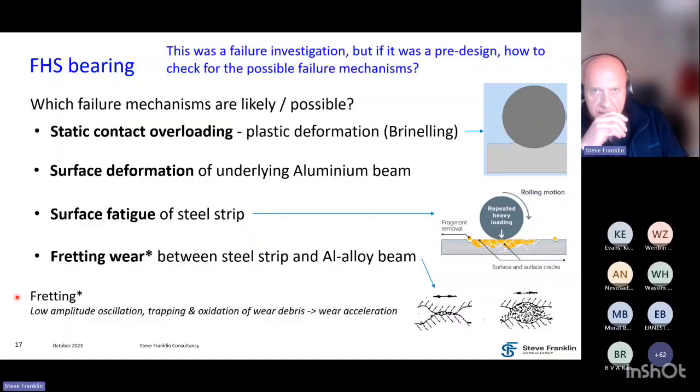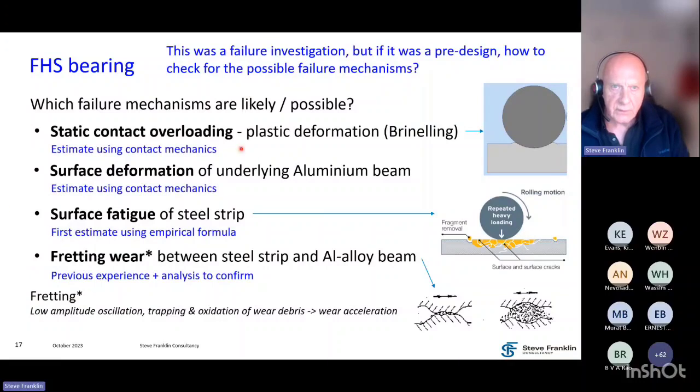So as I said, this was a failure investigation, but if it was a pre-design, how could we have checked for the possible failure mechanisms? Well, the static contact overloading can be estimated using Hertz contact mechanics calculations, relatively simple. But you'll find on the internet lots of programs where you can do this. I'm sure TriboNet has that also somewhere in their list of tools. Surface deformation of the underlying beam, well, also contact mechanics.